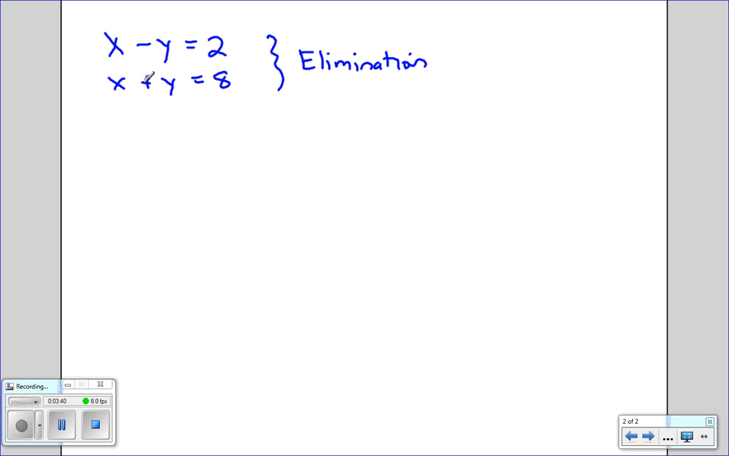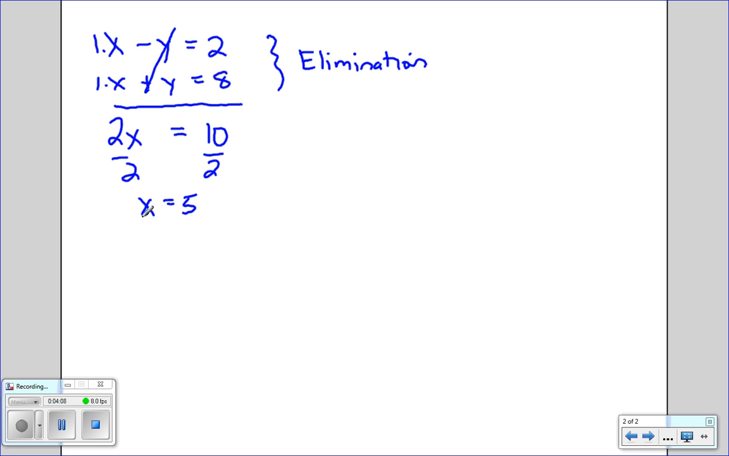So what's kind of neat about this one is look at these y's here. If I were going to just try to add these two equations together, I have 1x and 1x, that's going to give me 2x. If I try to add these, they're opposites, so they're gone. They're eliminated. Keep going here. 2 plus 8 is 10. Divide by 2, and voila, look at that. We already have x. It was that fast.